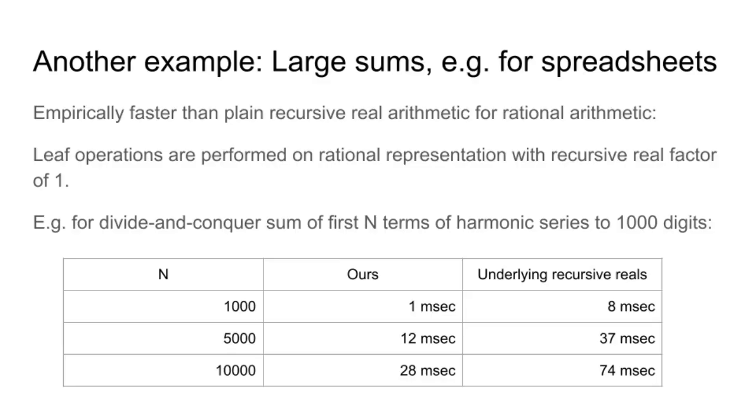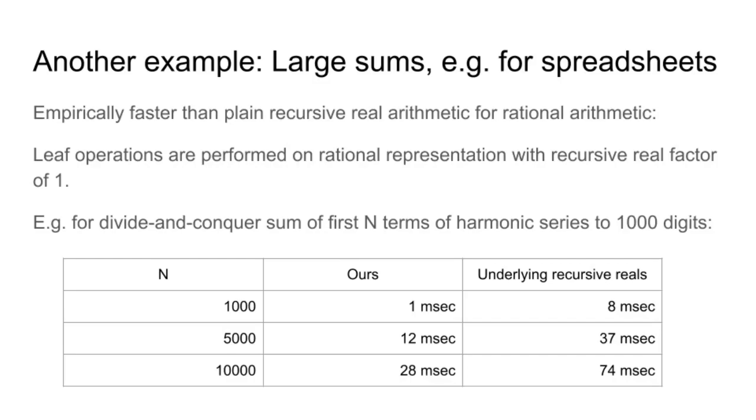We actually did one other performance experiment, which is to try to evaluate some large sums using this arithmetic package, as you might encounter in a spreadsheet. Since we don't actually have a spreadsheet implementation, we instead evaluated the harmonic series to some large number of terms between 1,000 and 10,000 and evaluated the result to 1,000 digits. It turns out that the performance of our package is at least comparable to the underlying recursive real package that we're relying on. And in fact, for this particular example, somewhat surprisingly, it's actually considerably faster in the usual case.